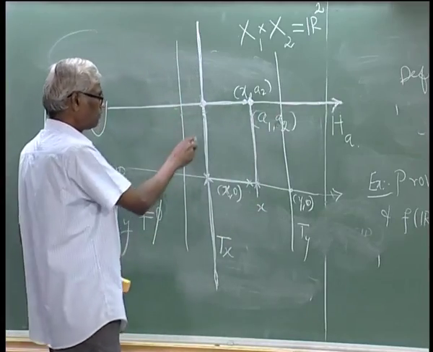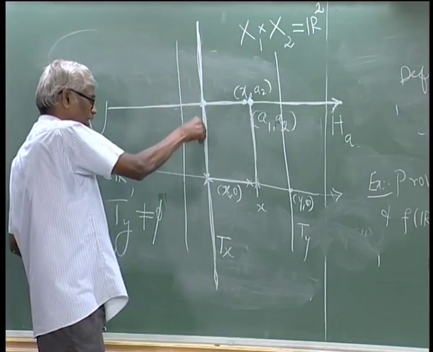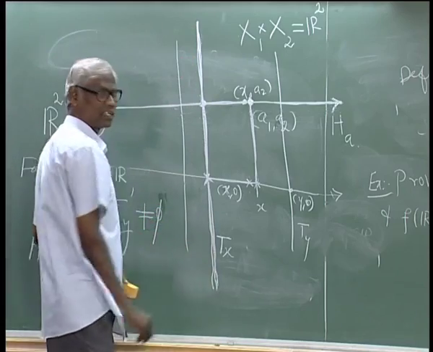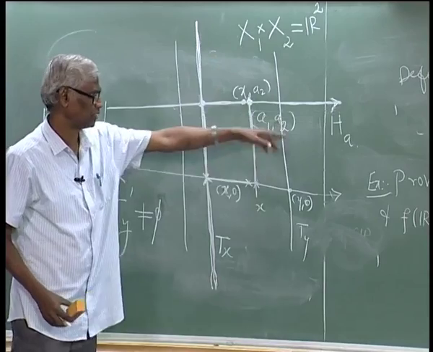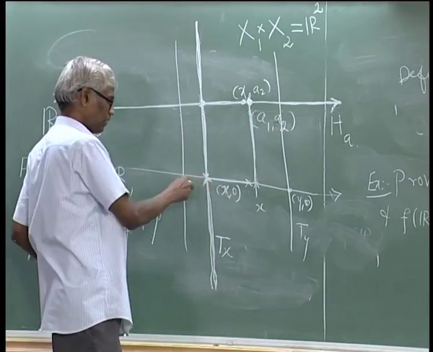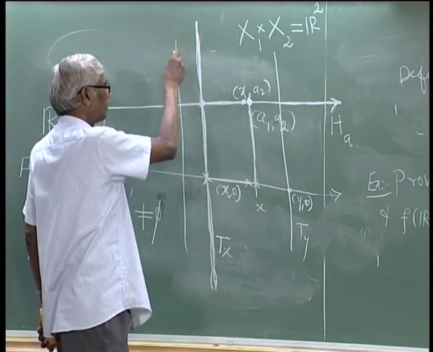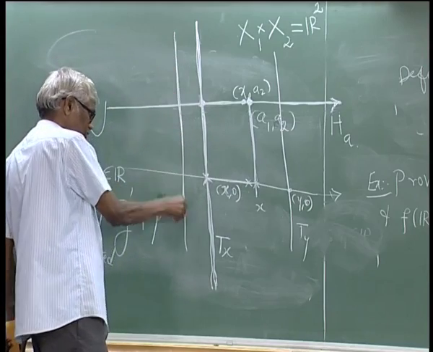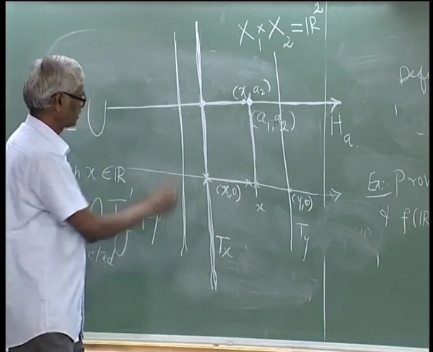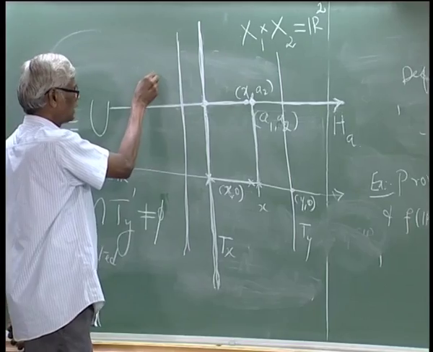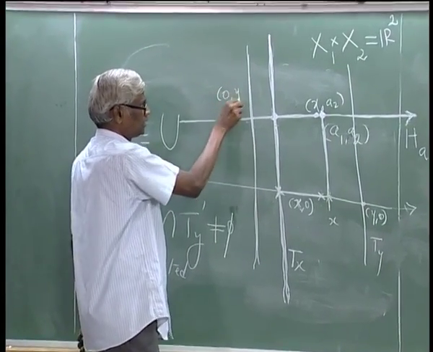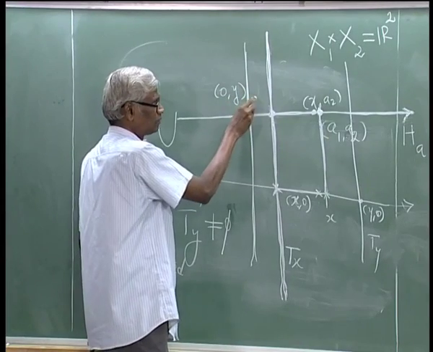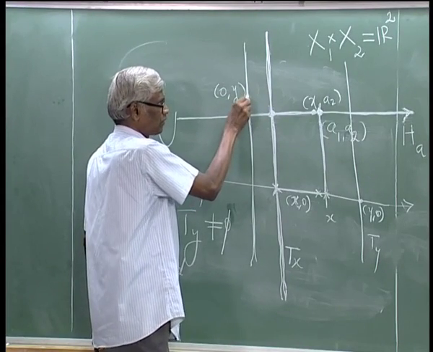Similarly, we can prove that each vertical line is also connected, exactly the same type of argument. We can define a map from R to the y axis. See here, on the y axis any element is of the type (0, y), then we can define a map from here.